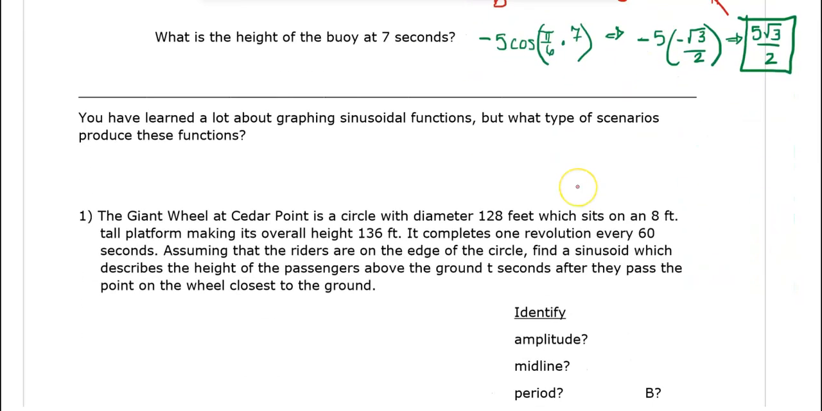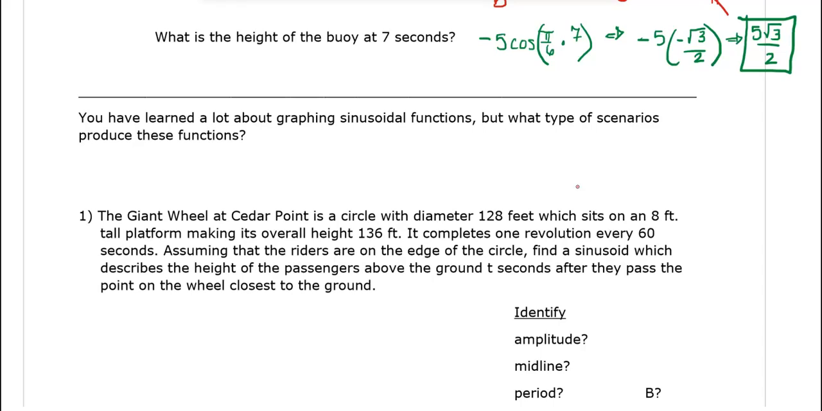We've learned a lot about graphing sinusoidal functions, but what type of scenarios produce these functions? Well, the types of scenarios are going to be things that are periodic, things that have constant back and forth repetition. Something that's swinging side to side, going in round motion, very repetitive kinds of motions. All of those kinds of things can be done by a sinusoidal function.